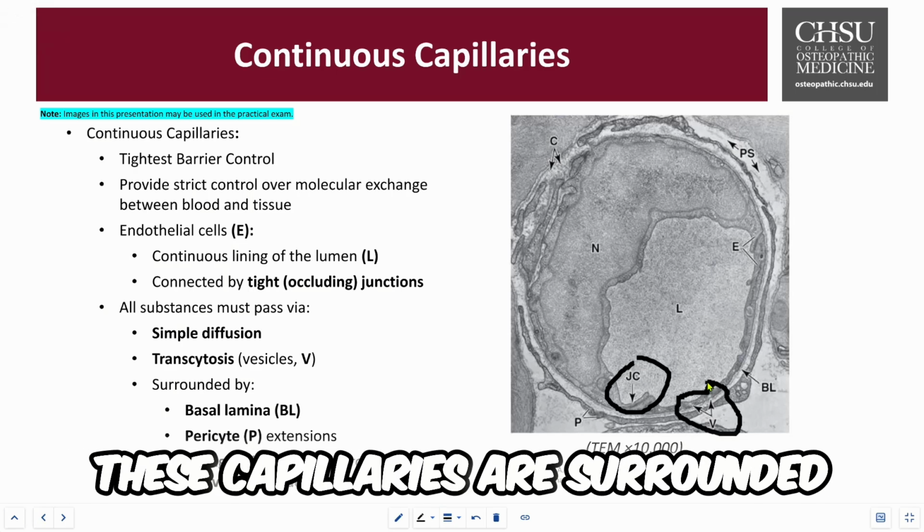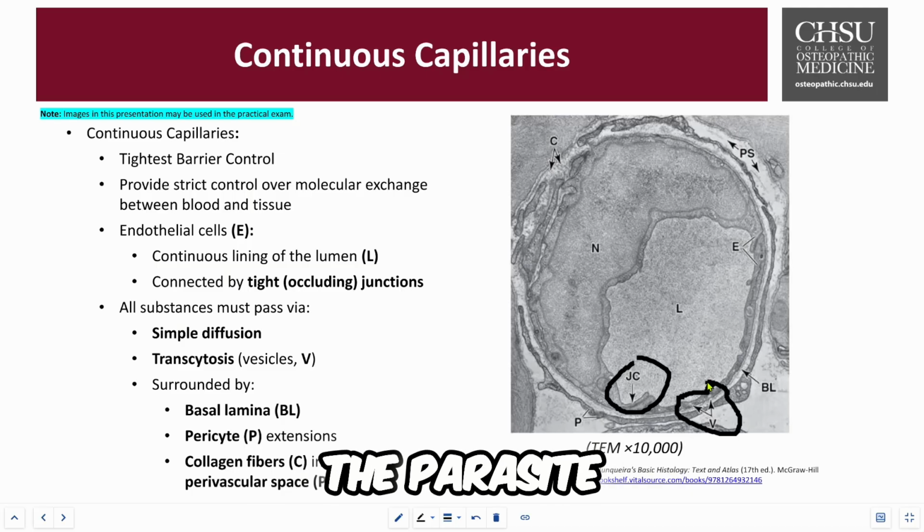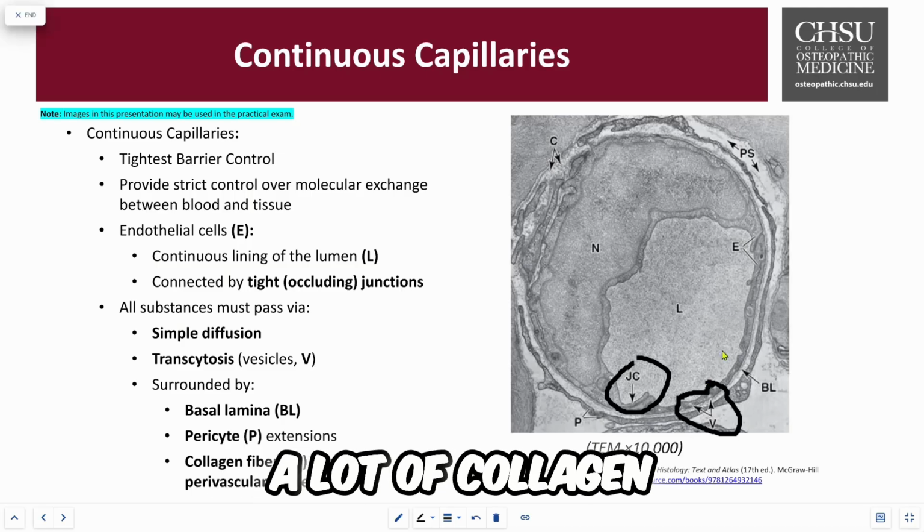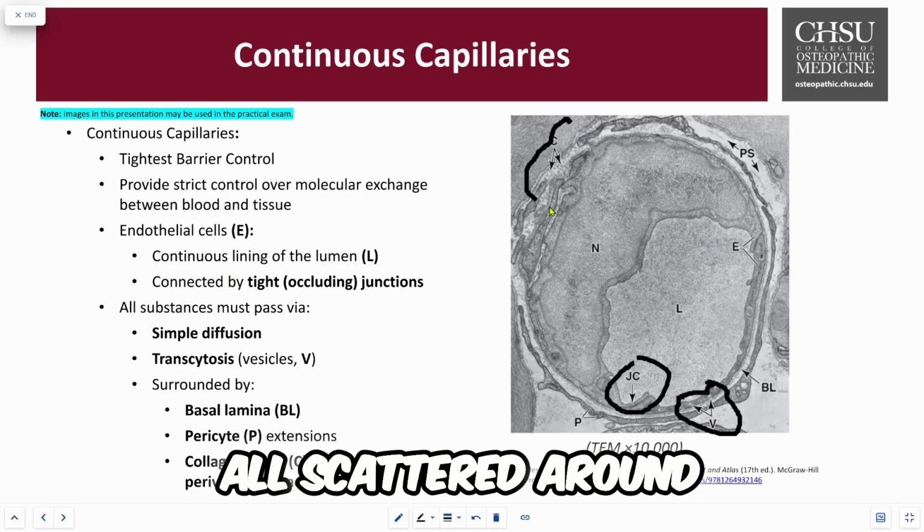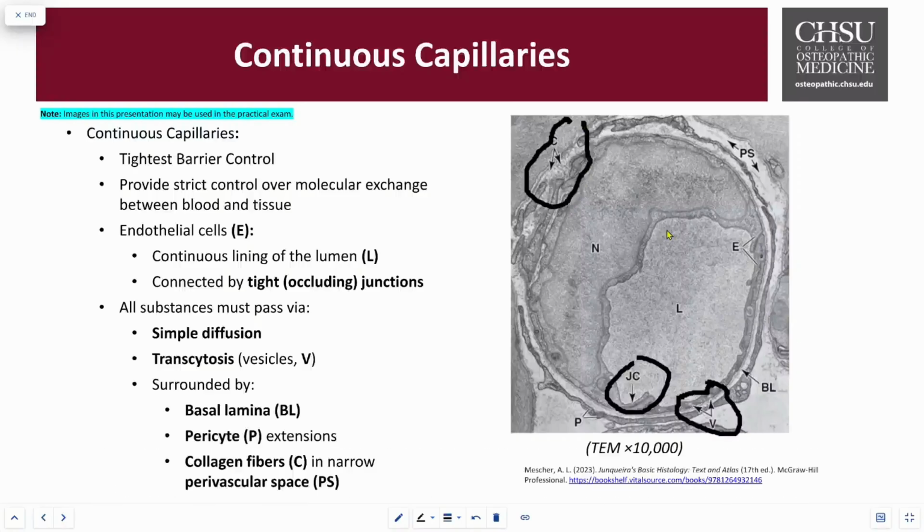These capillaries are surrounded by the basal lamina, the BL, the pericyte, the P extensions, and of course there's a lot of collagen all scattered around. So the C here represents the collagen fibers.